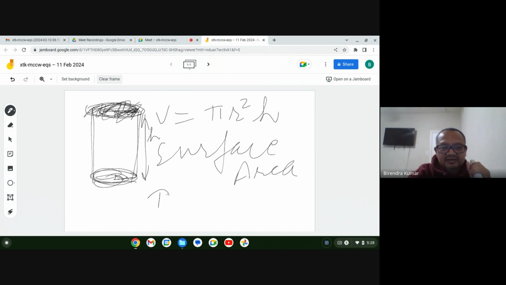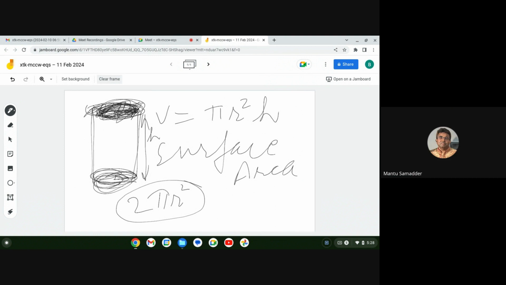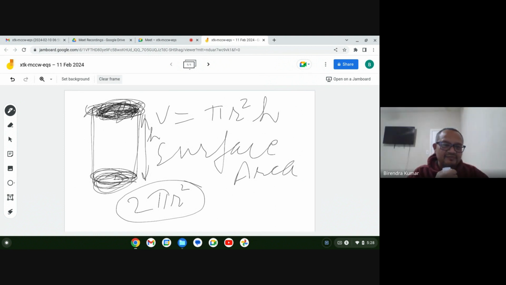Pi r square. Since you're talking about this area and this area, both are the same, right? It's symmetric, so it will be 2 pi r square. So this is 1 pi r square and this is 1 pi r square. So 2 times pi r square. That has only given you the surface area of the top and the bottom. We still haven't got the surface area of this curve. How will you get the surface area of this curve?